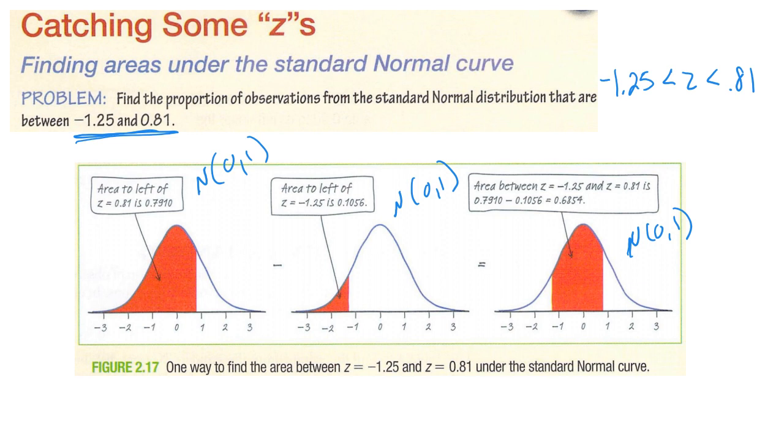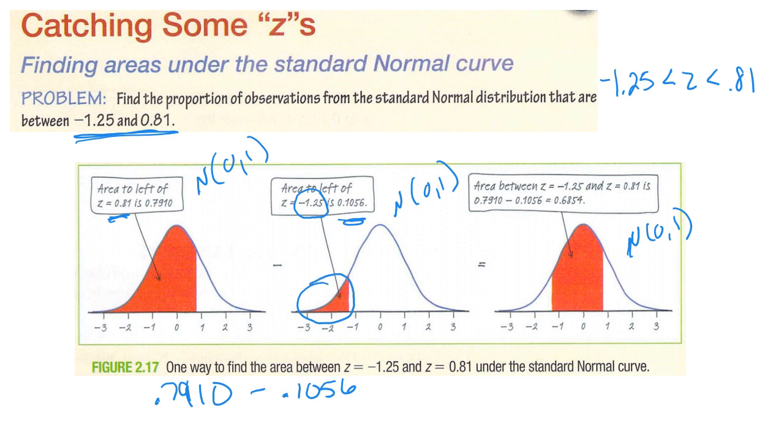Remember, my table shows me what's to the left. So we already used our table before to find that this area to the left of z-score 0.81 is 0.7910. And then if I used my table A again, it has negative and positive values on it. I can find the area to the left of negative 1.25, which is 0.1056. So it's this little tail right here.